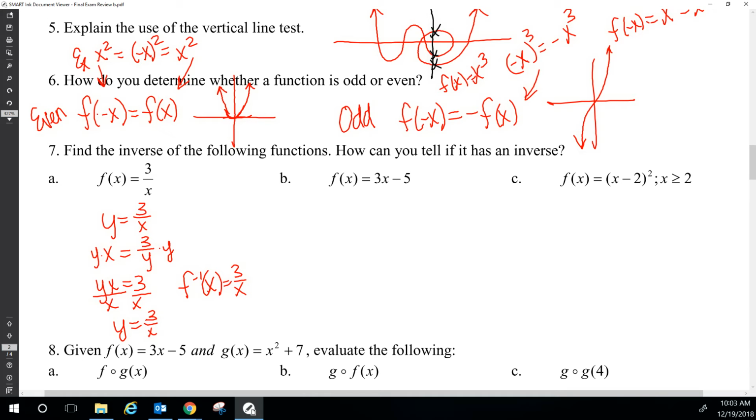For b, again, I'm going to go ahead and change my y and my x in the first step. I would add 5. We're solving for our new y. Divide by 3. So my inverse is x plus 5 over 3.